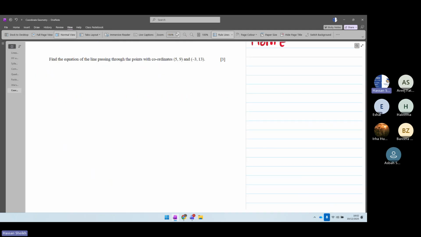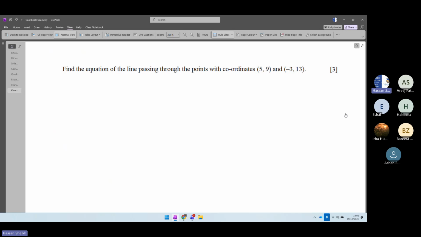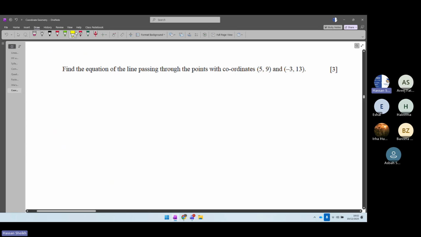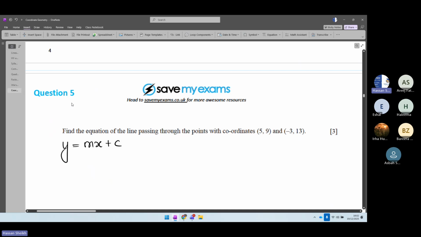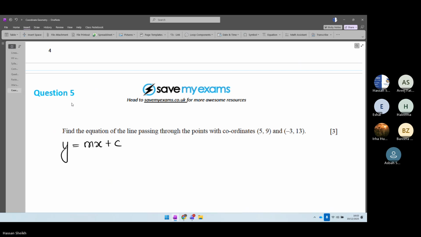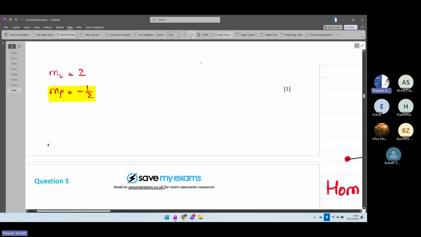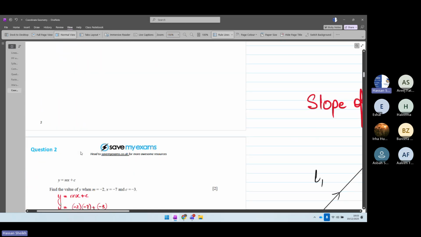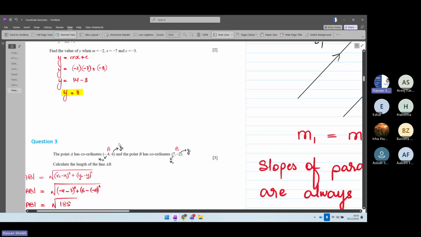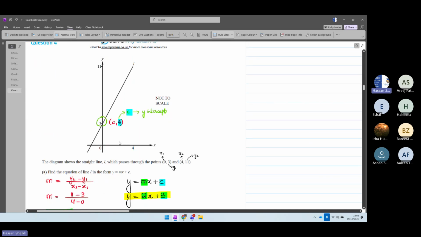No. Now let's focus on this one. Find the equation of the line passing through. How do we find the equation of the line? The equation of the line is y equals mx plus c. How will we find it? Is there any graph given? No. Do you know how to find the equation of the line when the graph is given? Yes. Did we solve this question here? Yes, this one.